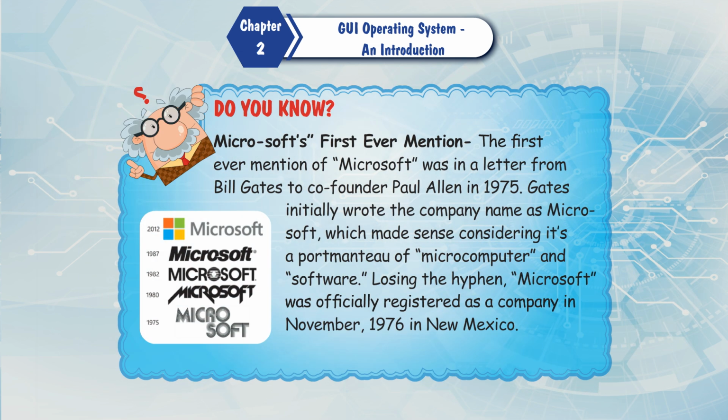Do you know Microsoft's first ever mention? The first ever mention of Microsoft was in a letter from Bill Gates to co-founder Paul Allen in 1975. Gates initially wrote the company name as Micro-Soft, which made sense considering it's a portmanteau of microcomputer and software. Losing the hyphen, Microsoft was officially registered as a company in November 1976 in New Mexico.